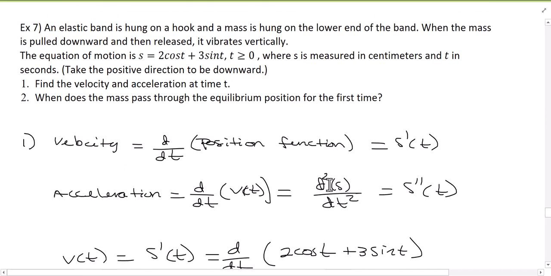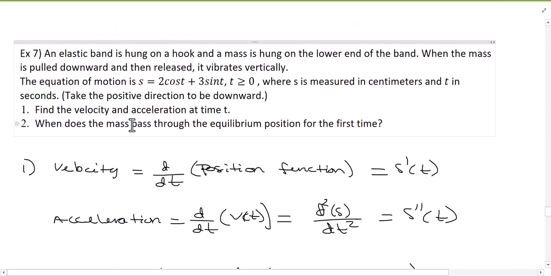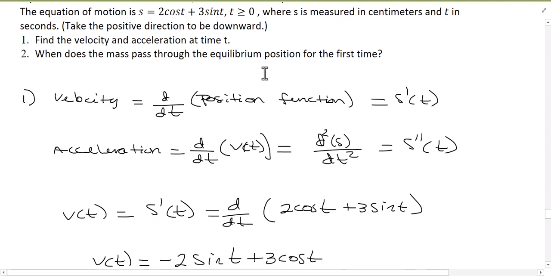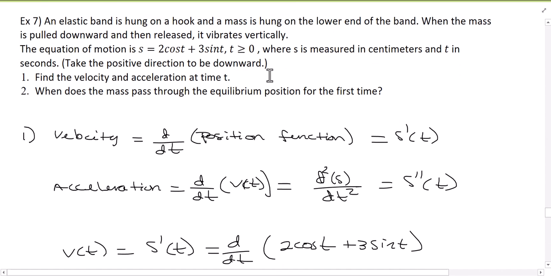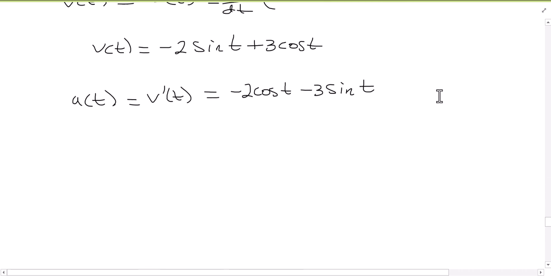What is the second part of this asking? When does the mass pass through the equilibrium position for the first time? So equilibrium position is essentially the position where it started, so when S is 0. So when does the mass pass through the equilibrium position for the first time? This will be when the position is 0. So that means we want the position s of t to be 0.